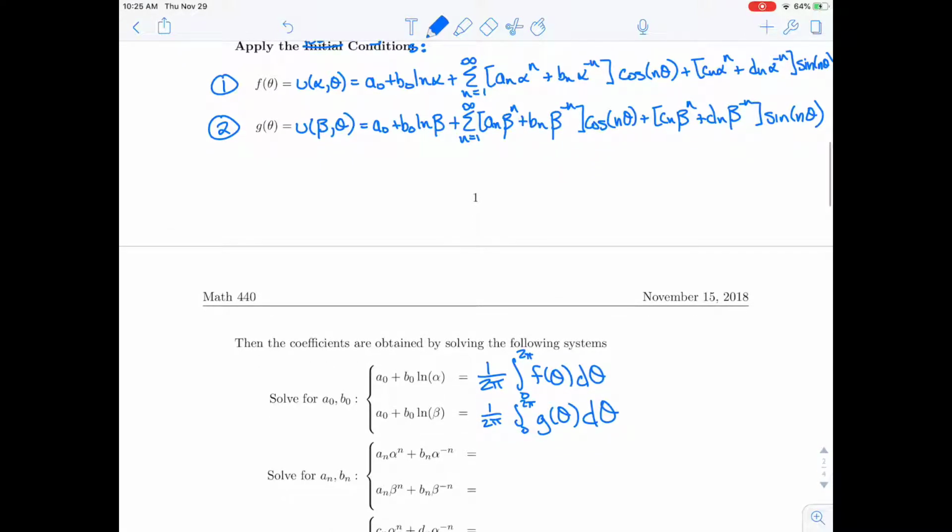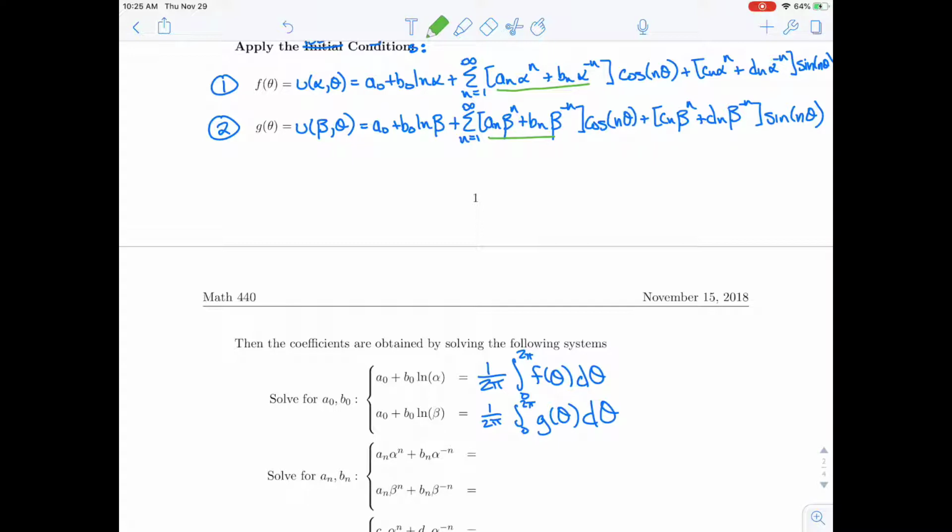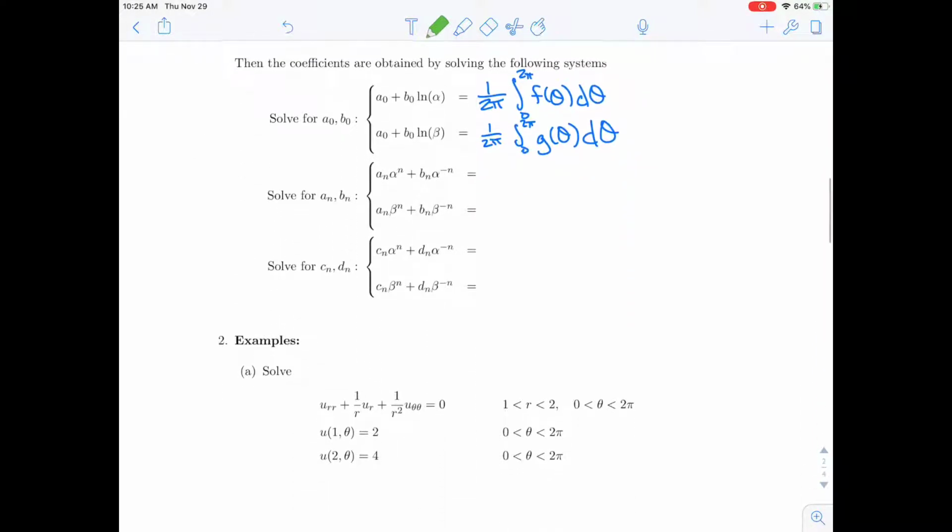Then we're going to want to move on to the coefficients a sub n and b sub n. You'll see that they appear in the first boundary condition and second boundary condition as coefficients of cosine of n theta. So a sub n alpha to the n plus b sub n alpha to the minus n is going to be our familiar coefficient for the cosines, 1 over 2 pi, the integral from 0 to 2 pi of f of theta cosine of n theta d theta. And then a sub n beta to the n plus b sub n beta to the minus n is going to be our familiar coefficient of cosine, 1 over 2 pi, the integral from 0 to 2 pi g of theta cosine of n theta d theta.